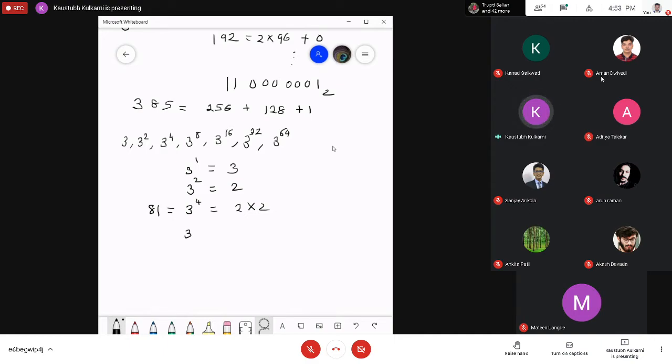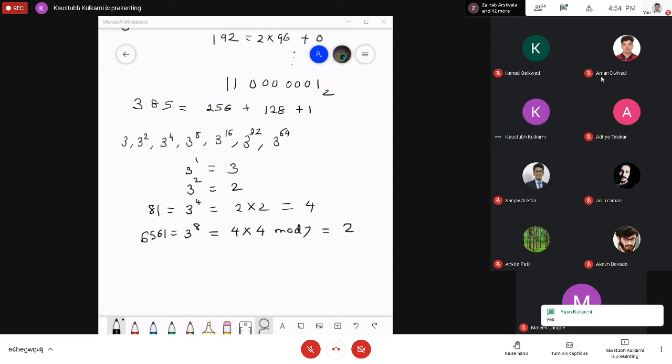Then for 3 raised to 8, whatever 81 square is, I think 81 square is something like 6561. I don't know, you can verify. So we are not dividing 6561 by 7. What we are doing is, we know that for 81 the remainder is 4. So for 6561 the remainder will be the remainder that we get when we perform 4 into 4 mod 7, which is 16 mod 7, which is 2. You get the point here? Okay.